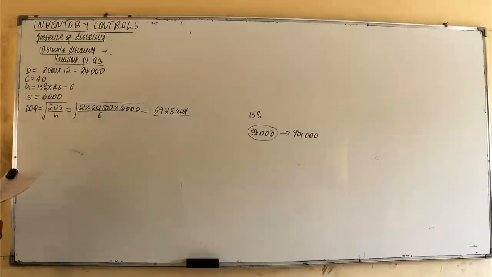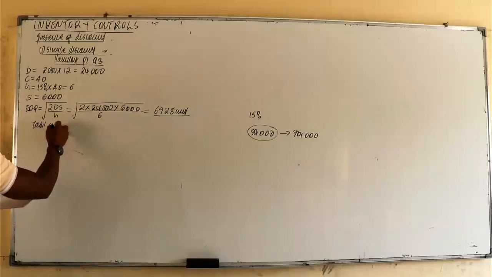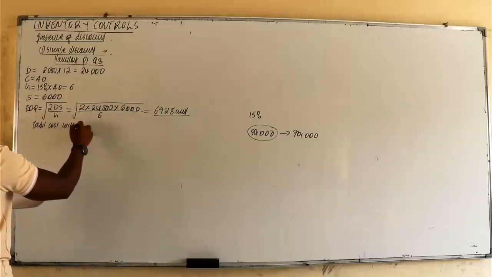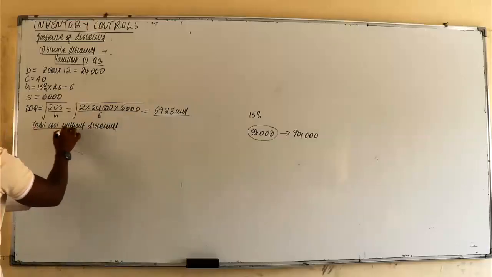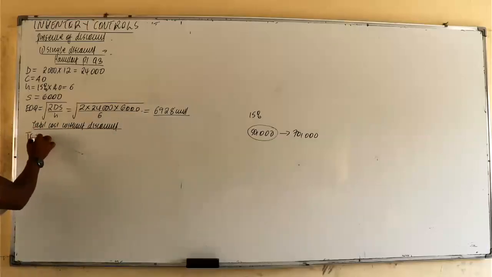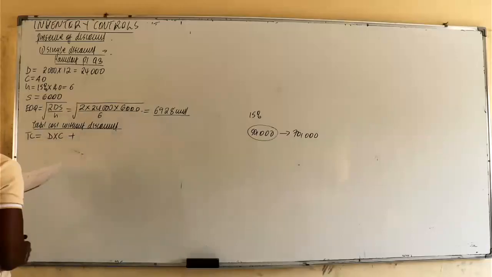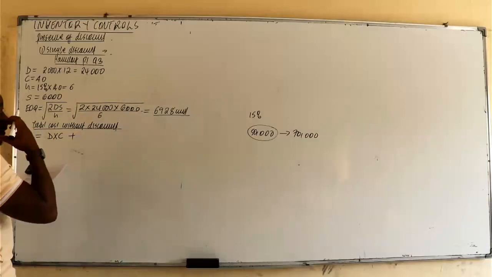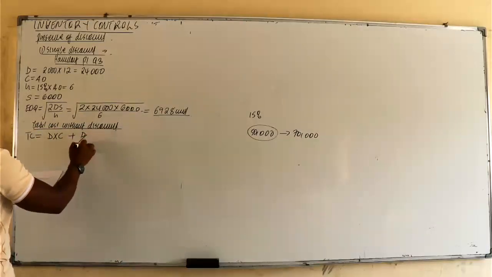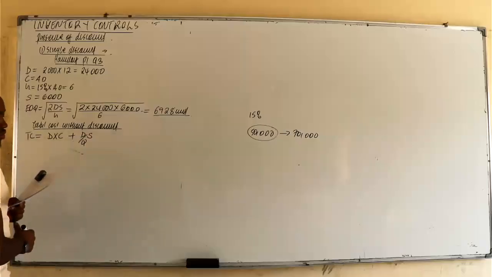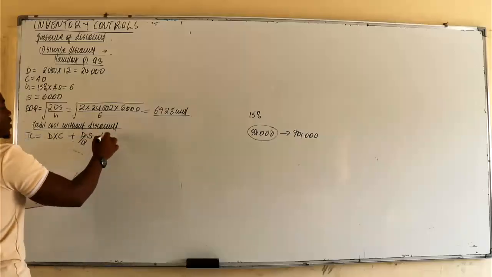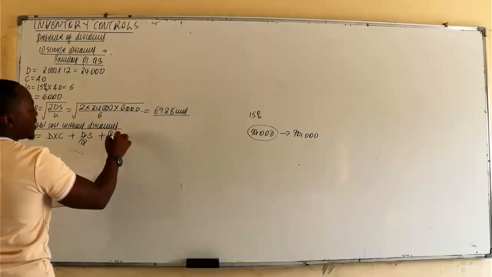So we want to determine whether to accept or reject the discount. So the first step you'll do, you determine the total cost without discount. To get the total cost, you'll take the purchase cost, which is D, annual demand, multiplied by the cost per unit. Then you take the ordering cost, D over Q to get the number of annual orders, then you multiply by the ordering cost per order, plus the holding cost, Q over 2, you get the average holding cost.